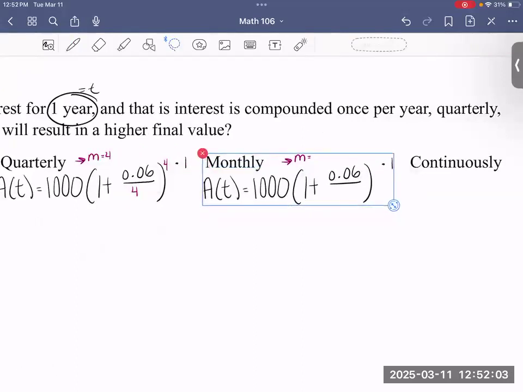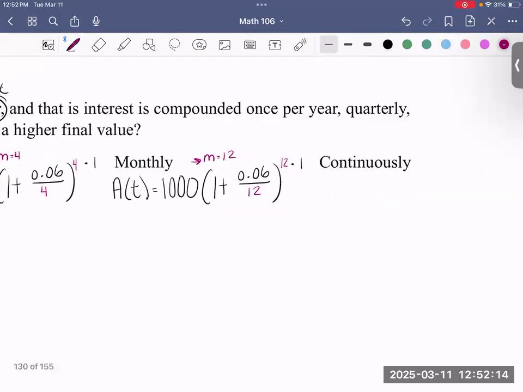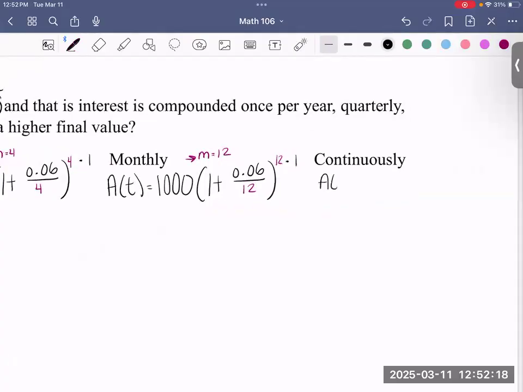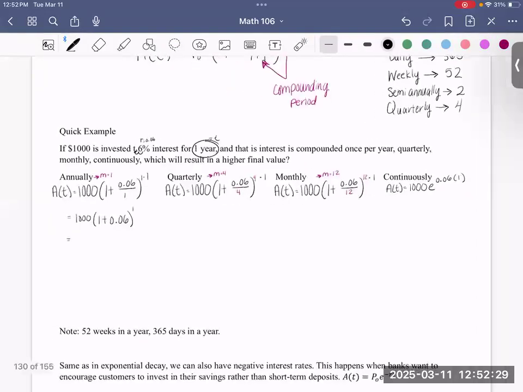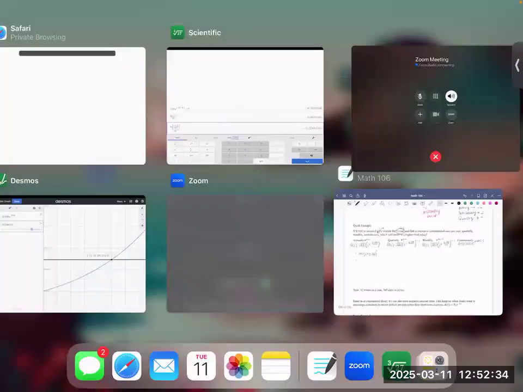Monthly, there are 12 months in the year. And continuously, well, this one would have your different formula. This is the one where we have your E, where we have 1,000 E to your rate, 0.06 to your context of time, 1. So let's go ahead and plug these in and see what values we get.